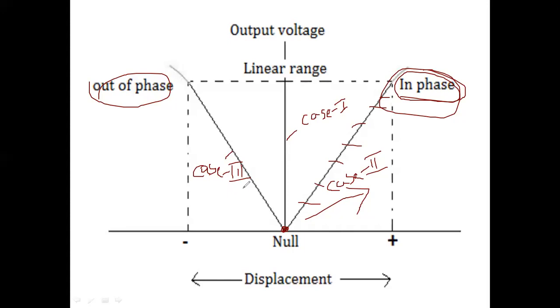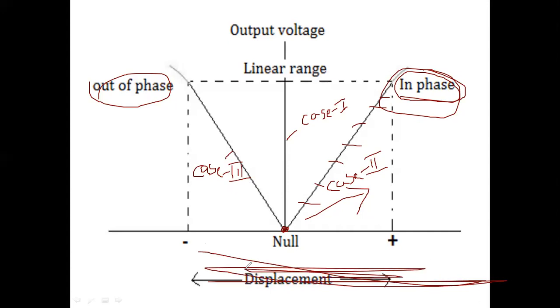So it completes the LVDT. We have discussed the LVDT, but it should have some advantages, yes or no? Yes, sir. What is that advantage? The displacement range is very high as compared to others. You can move the core here and here. So we can measure a high range of displacement here.